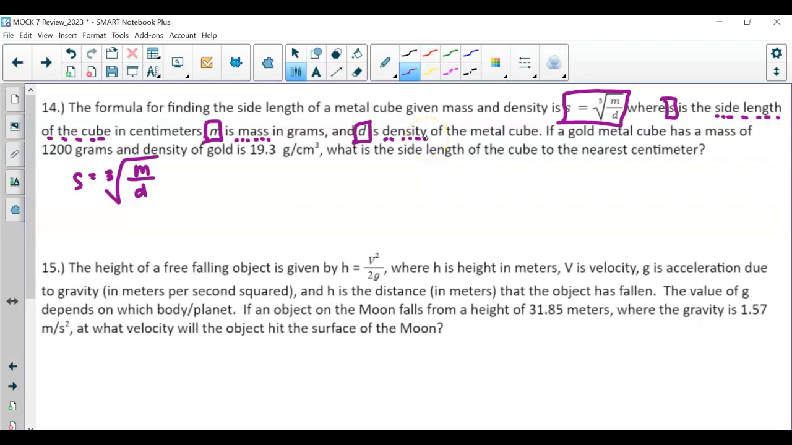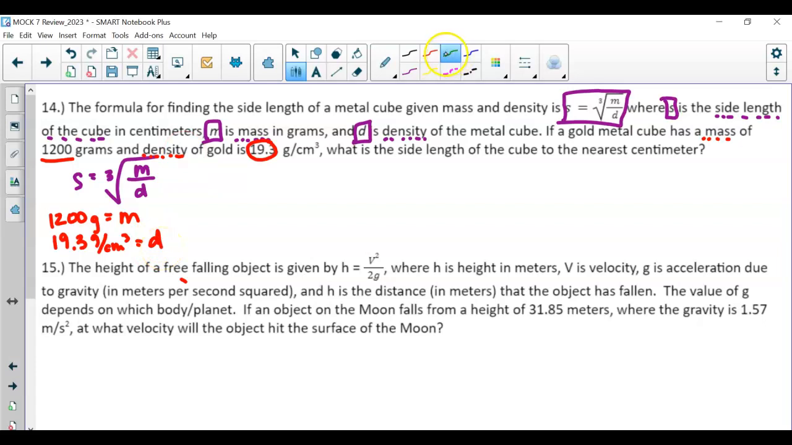So now keep in mind identifying variables. Once you're given the values here, we can identify and relate to what variable it represents. So if a gold cube has a mass of 1,200 grams, what does that 1,200 grams represent? Well, that's your mass, so that is M. And a density of gold, which is 19.3. So now notice we also have 19.3 grams per cubic centimeter, which means here, what does that represent? Well, that represents the density, which is D.